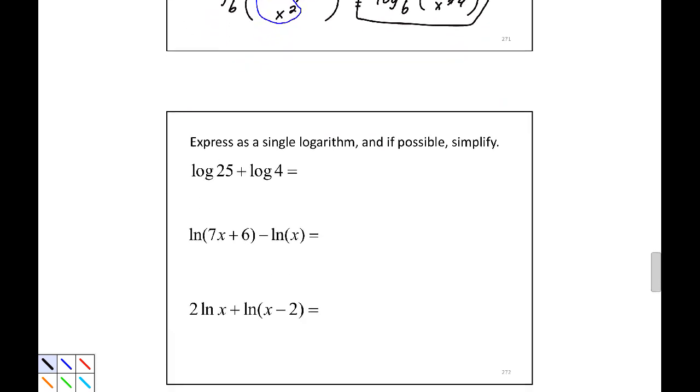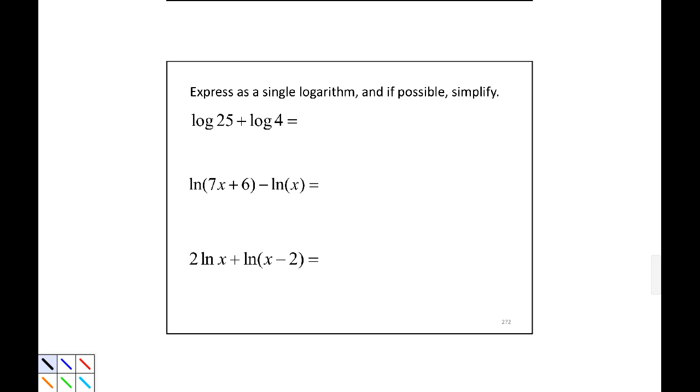Next, express as a single logarithm and if possible simplify. Log of 25 plus log of 4. Based on our product rule, we could write this as log of 25 times 4, which would be log of 100. Because this is a common log with a base of 10, and 10 to the 2nd power equals 100, this would equal 2.